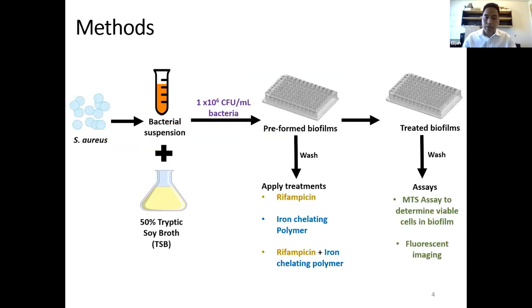As for the methods, the first step is culturing the bacterial strain. Once we have the bacterial suspension, we then dilute it with the media used to grow the biofilm, and then we seed each well of the 96-well plate. Once we have the preformed biofilms, we then apply our treatments, the antibiotic rifampicin and the iron chelating polymer. Once the biofilms are treated, we then perform our MTS assay, accompanied by fluorescent imaging. Next slide.